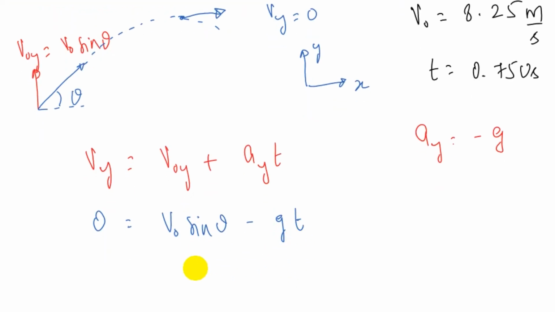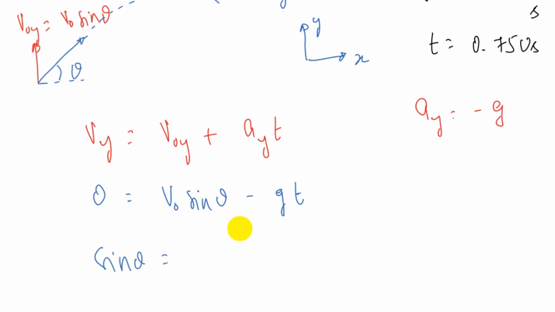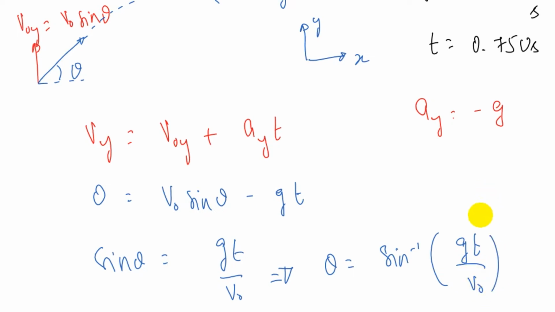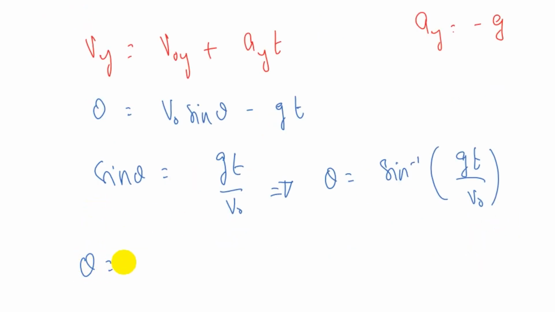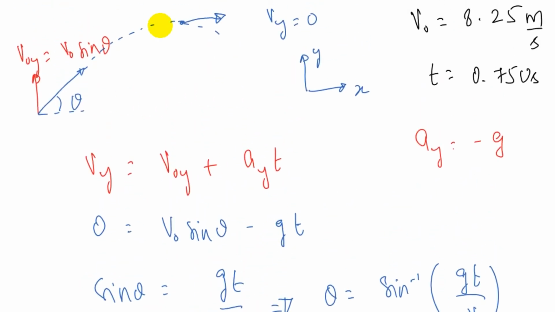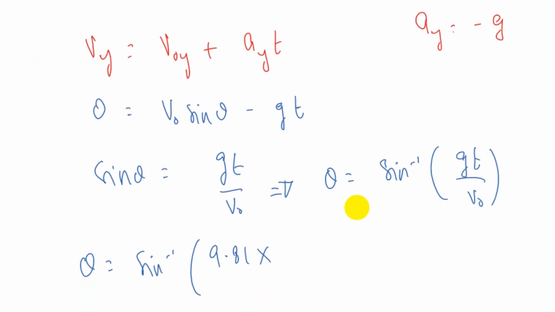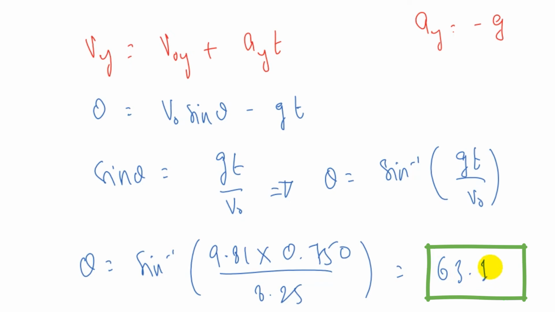Now from here we can write that sine theta is gt over V naught, or theta is sine inverse of gt over V naught. Now g we have, t we have, and V naught we have. We can put the values to find the answer. So theta equals sine inverse, g is 9.81 times the time taken by the ball to reach this point, which is 0.750 seconds, divided by V naught, which is 8.25 meters per second. On solving, we'll get the answer to be 63.1 degrees.